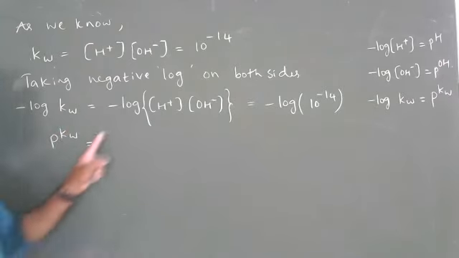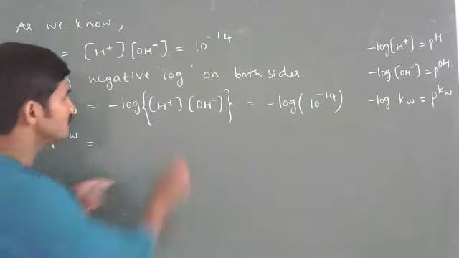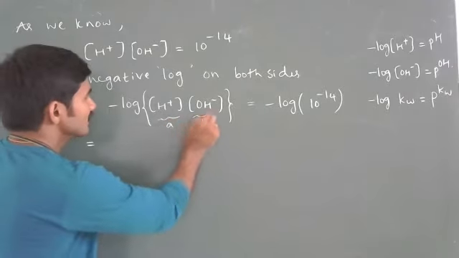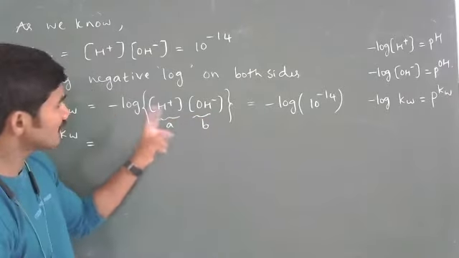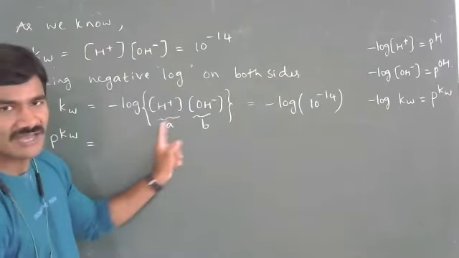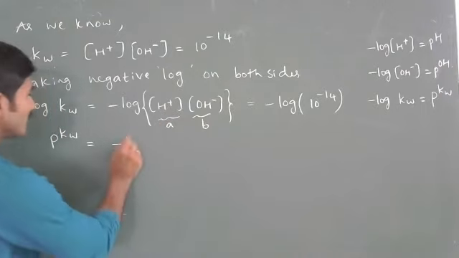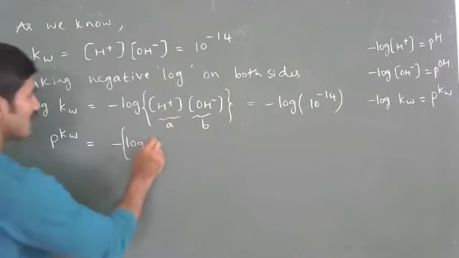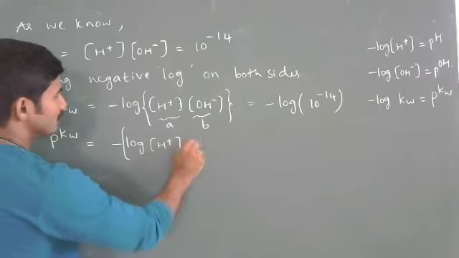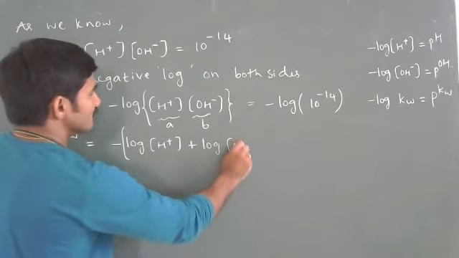pKw is equal to, so this is log A into B. So this is A, this is B. What is the log A into B formula? Just now I told you: log A plus log B. So minus log H plus, minus log OH minus.